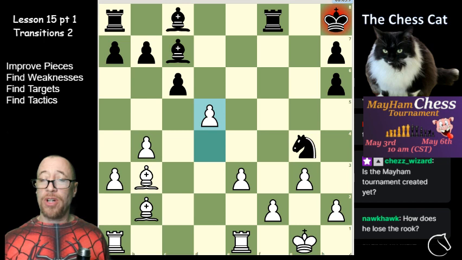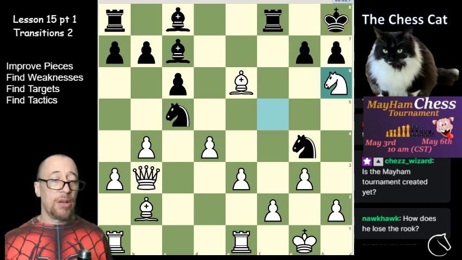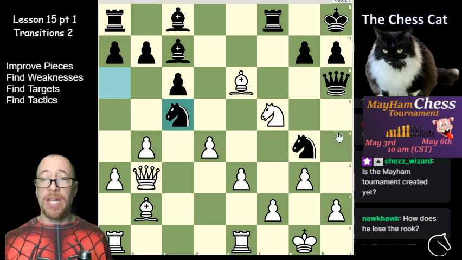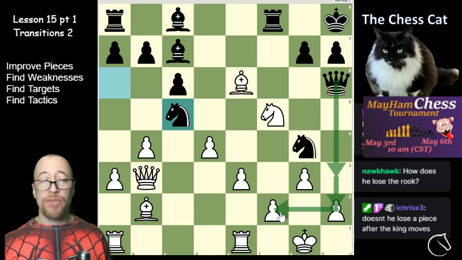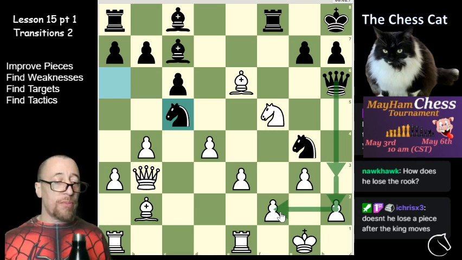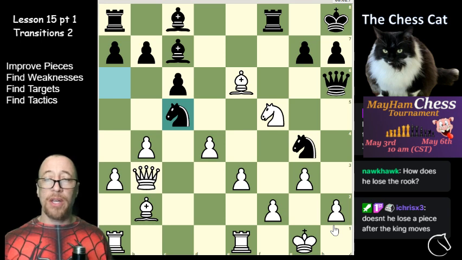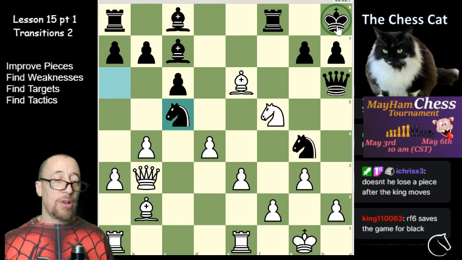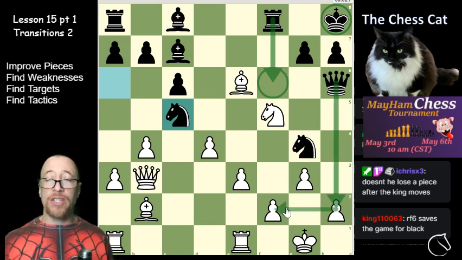How does he lose the rook? Who loses the rook? How does who lose the rook, Knockhawk? What do you mean lose the rook? Here he's got mate. There's no losing the rook. It's check and mate. So, doesn't who lose a piece after the king moves? Oh, here? Rook to f6 saves the game for black. Rook to f6. Yeah. Oh, you mean afterwards? Yeah, but God, why are we talking about saving the game for black when he has a two-move mate?